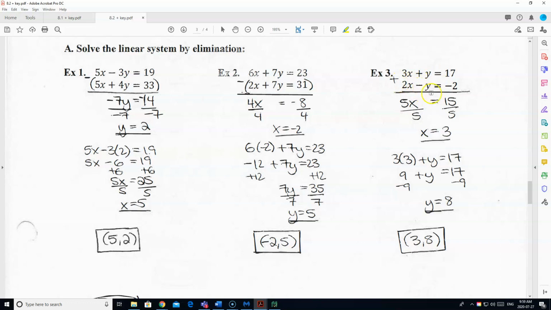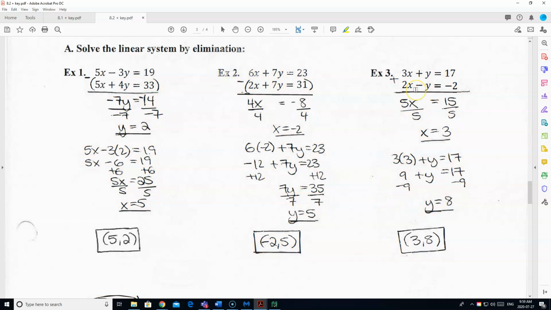Because a negative and a negative is a positive. So that's why we're adding the equations here. And then basically after that, once you've eliminated the y, you can solve for x, and you can plug the x into either equation to get the y. Okay, so hopefully this section here kind of makes sense.